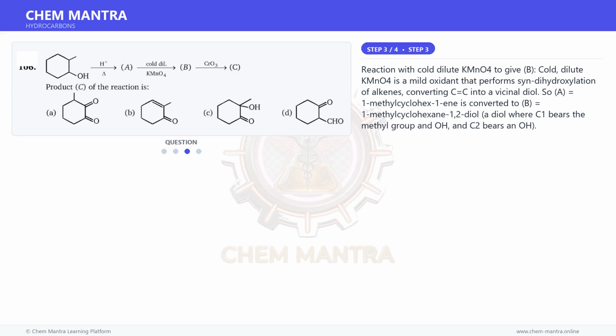Reaction with cold dilute KMnO4 to give B. Cold dilute KMnO4 is a mild oxidant that performs syn-dihydroxylation of alkenes, converting C=C into a vicinal diol. So, A, 1-methylcyclohexene, is converted to B, 1-methylcyclohexane-1,2-diol, a diol where C1 bears the methyl group and an OH, and C2 bears an OH.